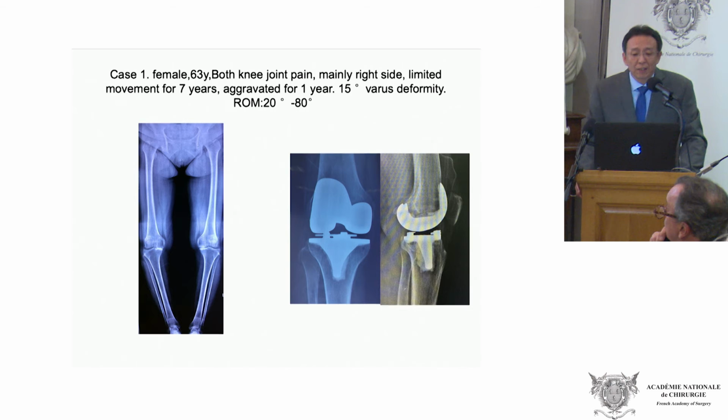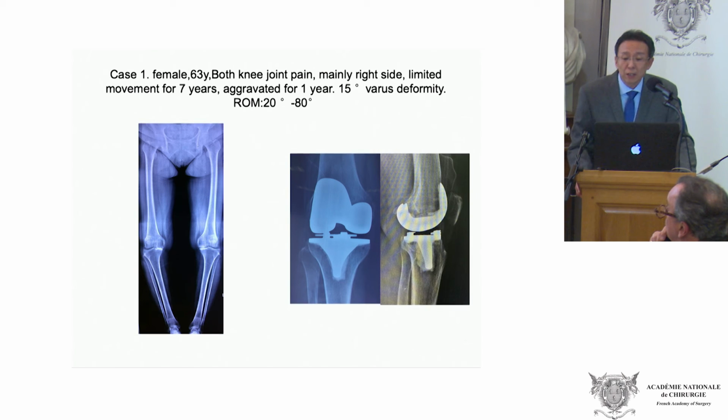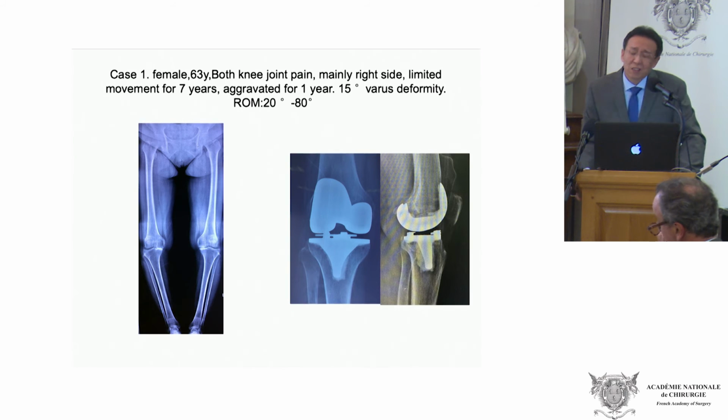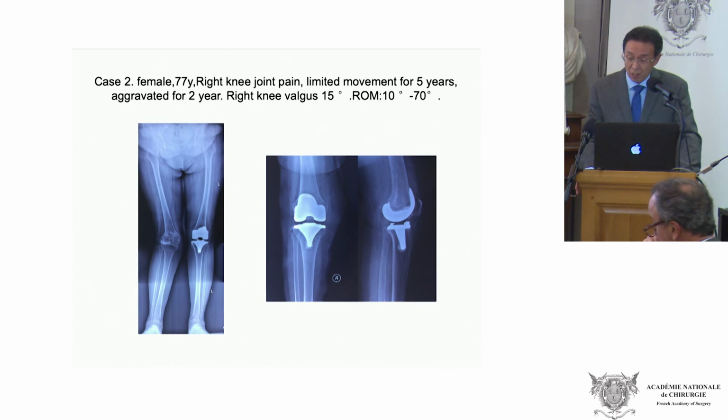Case 1. A female, 63 years old, with pain in both knee joints, mainly the right side, limited movement for 7 years, aggravated for 1 year, 15 degrees varus deformity, range of motion 20 degrees to 80 degrees. The left side is the pre-operation. The right side is the post-operation X-ray.